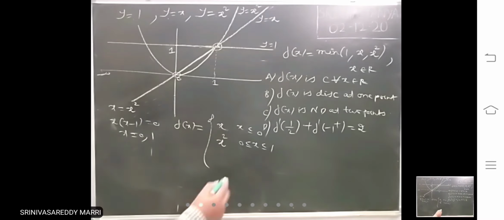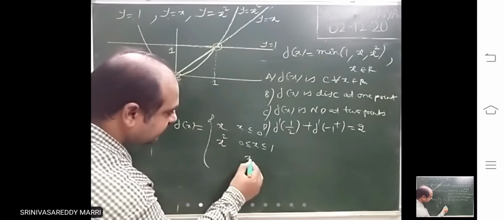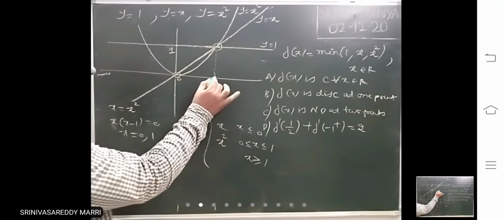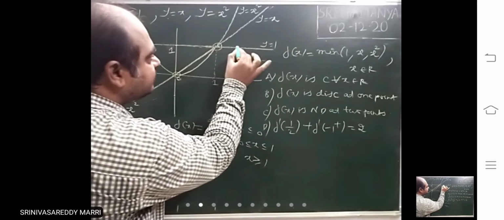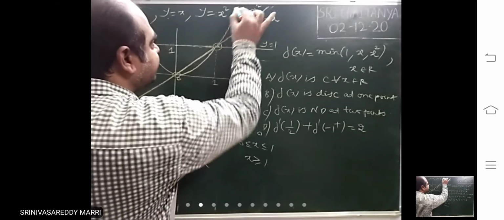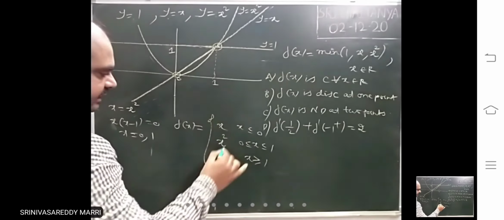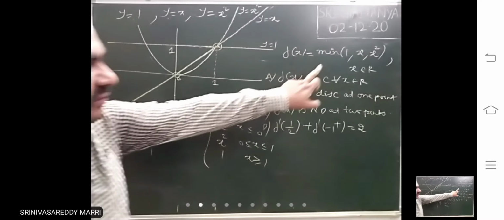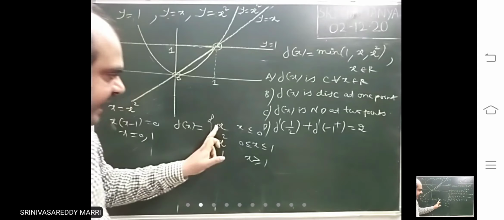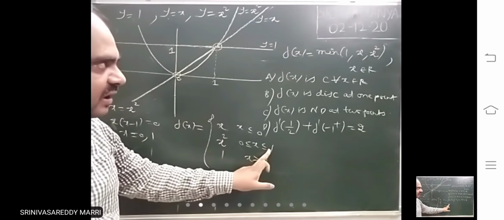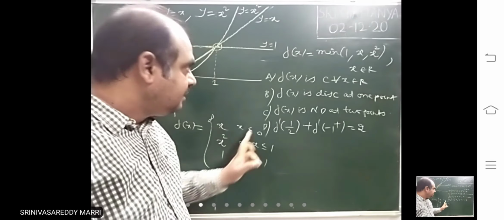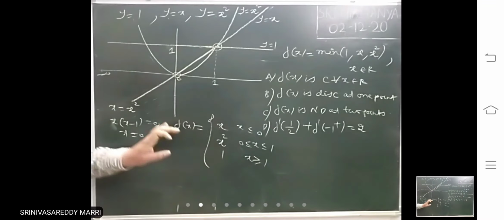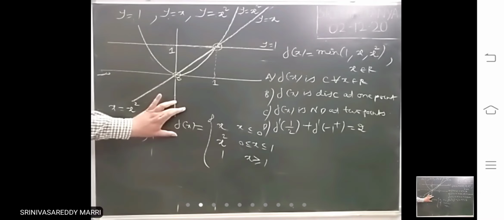Suppose next x greater than or equal to 1. Greater than or equal to 1 means from here to here. Look at this, this is y equal to 1, this is y equal to x, this is y equal to x square. Which one is minimum? 1. So f of x is nothing but: when x is less than or equal to 0, out of these the minimum is x. When x lies between 0 and 1, the minimum is x square. When x is greater than or equal to 1, out of these three the minimum is 1. So now you got f of x.